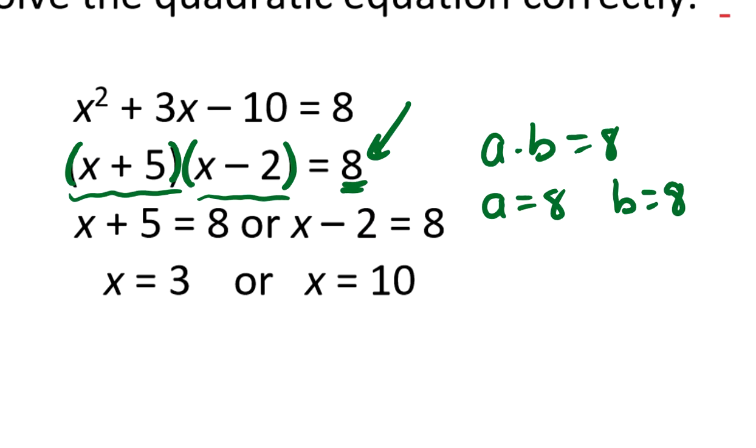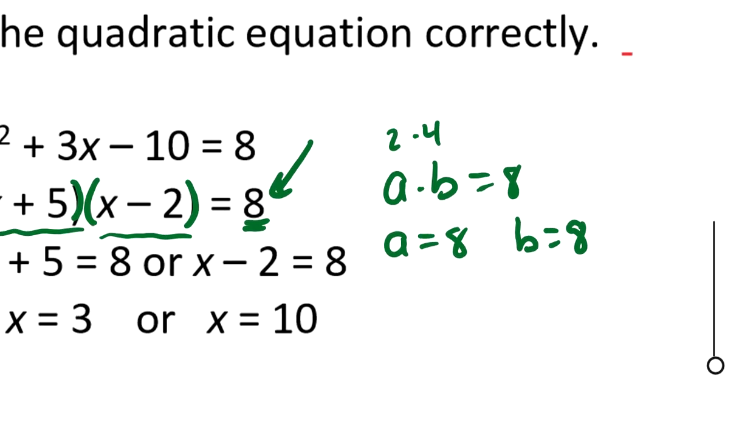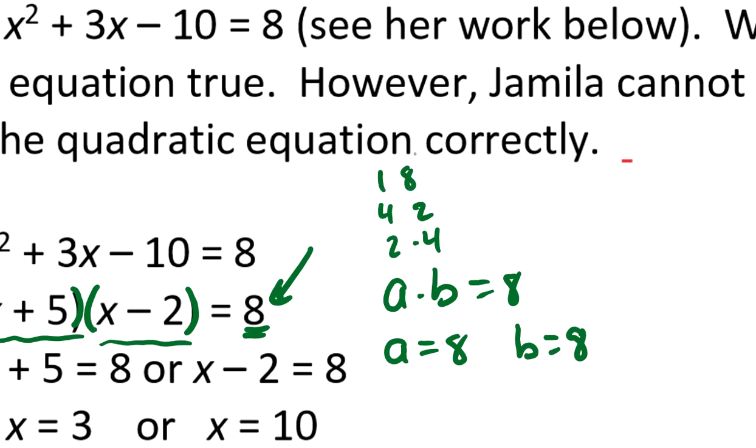I mean, A could be 2 and B could be 4, right? Or you could have that this is a 4 and this is a 2, or you can have that this is a 1 and an 8, right? There's a lot of different ways that we can get the number 8 out of those products. We can't use any of those to solve this equation for x.